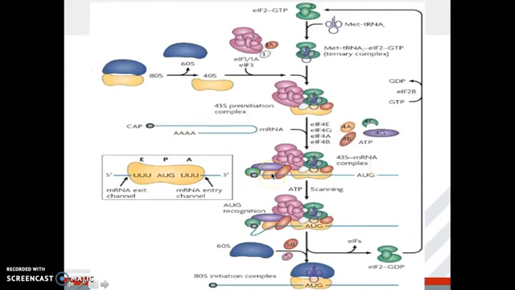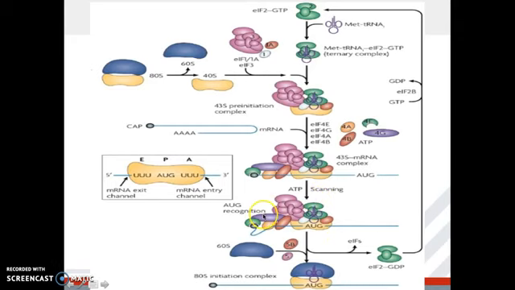So what's the next step? The next step will be the scanning of the start codon. So what happens is this 43S mRNA complex will now start moving alongside the mRNA until they find ATG, or AUG in this case.